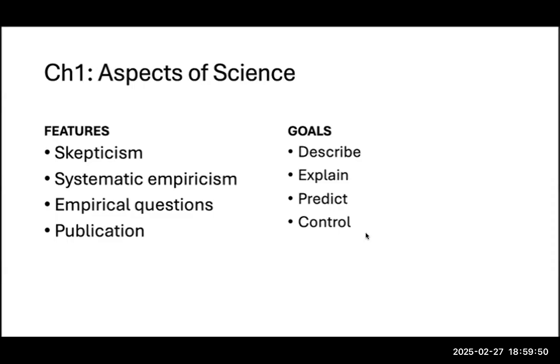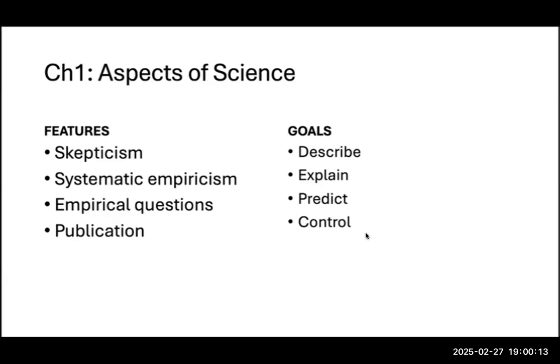Okay, and then we have empirical questions, meaning falsifiable questions, and then publication, so that you're sharing the results with others. Because the whole idea about research is that we want to contribute to the body of knowledge and understand things better. We have the 4 goals: describe, explain, predict, control.